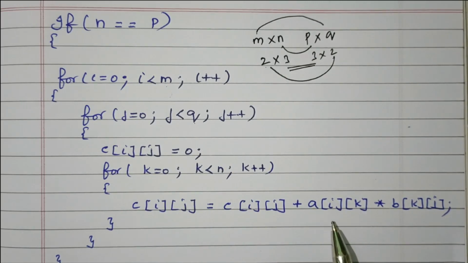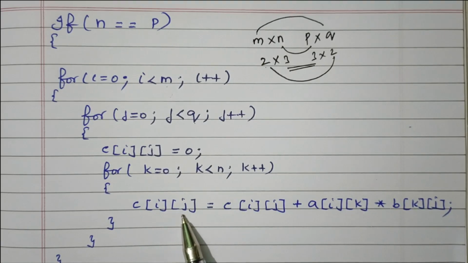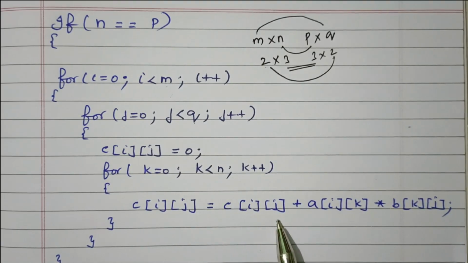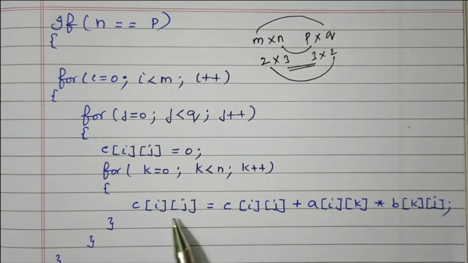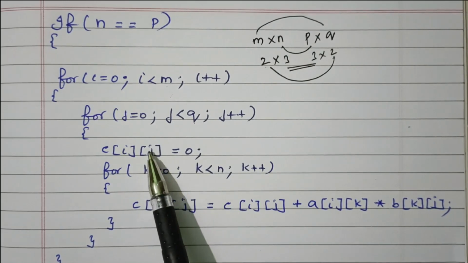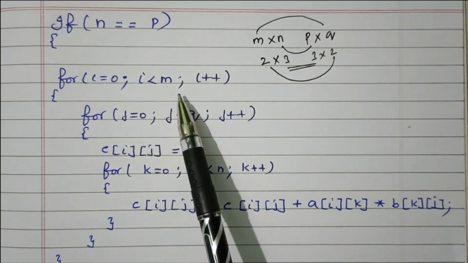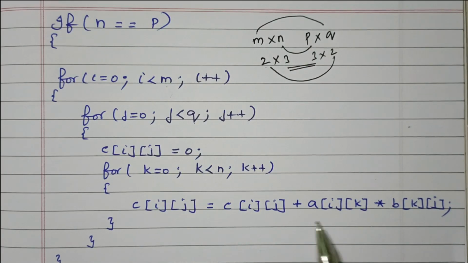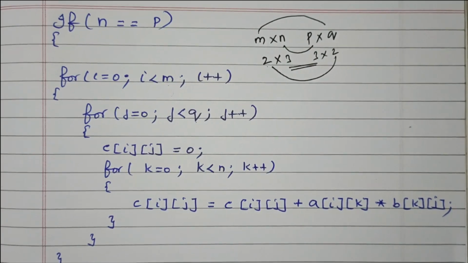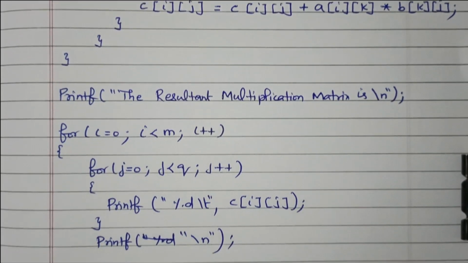But in our example we have 3 times we need to do the multiplication. One by one it will multiply and store in the corresponding C, right? First element is C of 0, 0. Then it will multiply, then it will go to 0, 1, 0, 2. Like that it will vary. So after completing this loop, the elements are multiplied. Now we can display the resultant matrix.